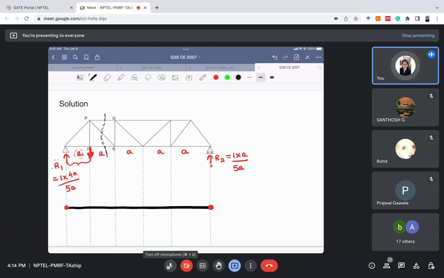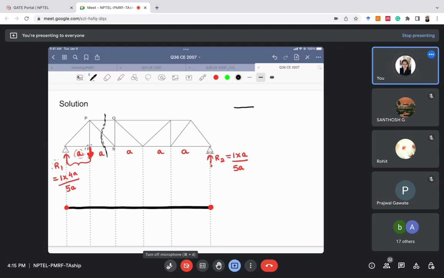It is recommended that we take the section which does not contain the unit load. I'll repeat: when we cut the section like this, we have two parts, part 1 and part 2. We'll take the part which does not contain the unit load. This part does not contain the unit load, so we'll take this. I'll draw this section again.